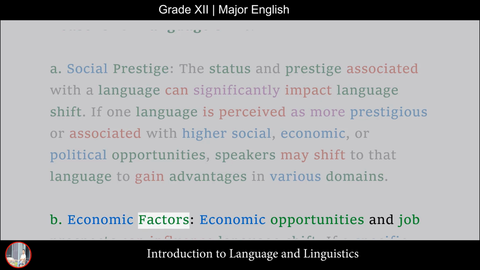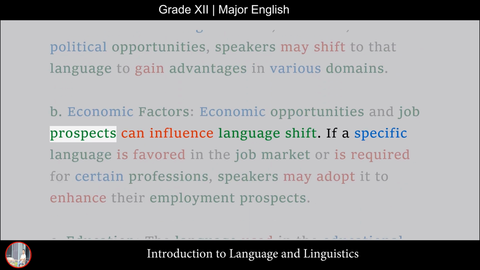B. Economic factors. Economic opportunities and job prospects can influence language shift. If a specific language is favored in the job market or is required for certain professions, speakers may adopt it to enhance their employment prospects.